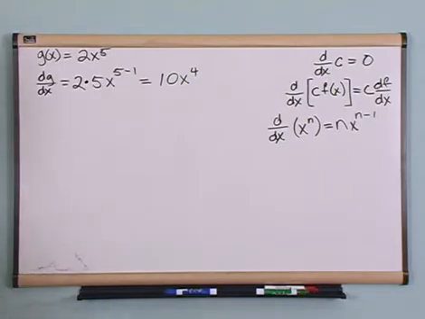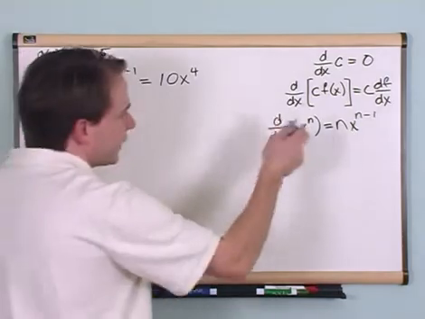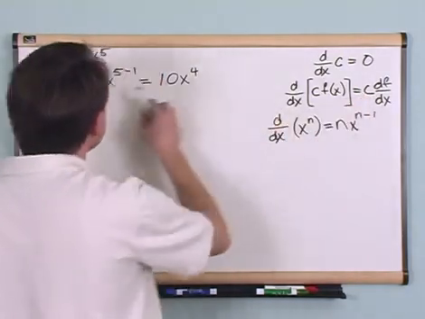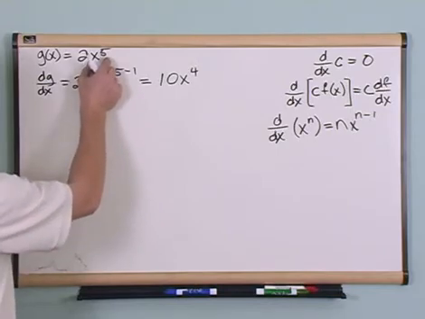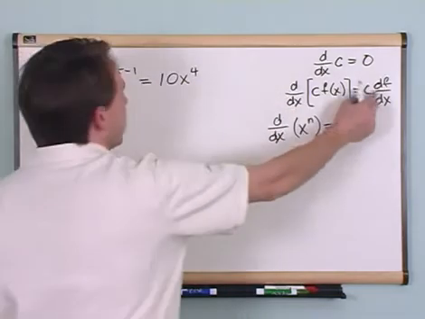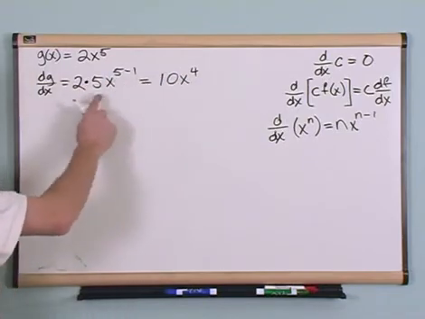The only difference between this and the previous problem is that I had a number out here, and technically you're going to have to use this property to remember that this number just stays out there, and I'm multiplying by the derivative of this, which ends up being 5x to the 4th power. When you multiply, you get 10.